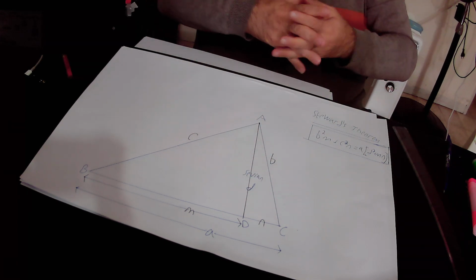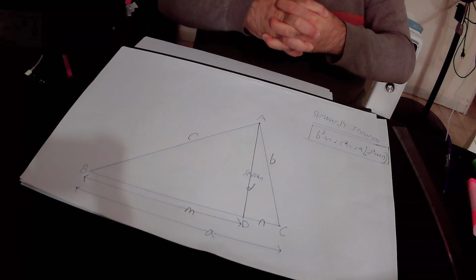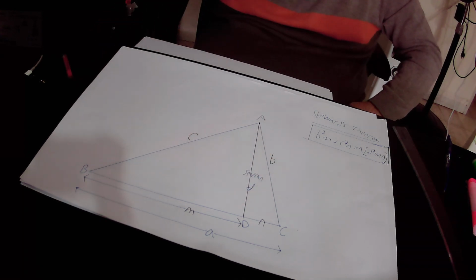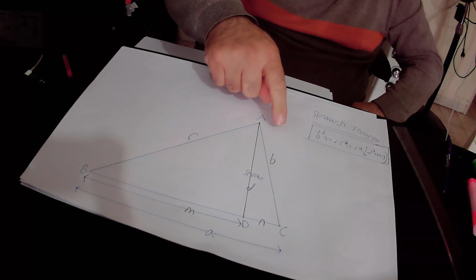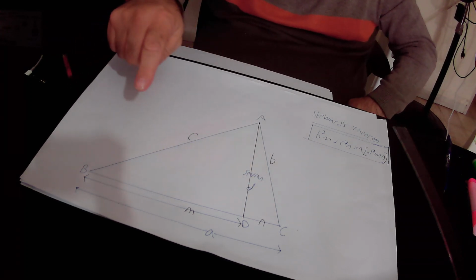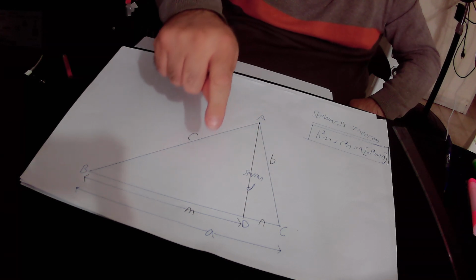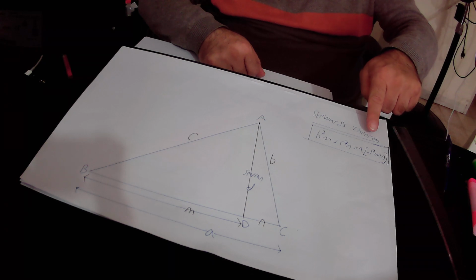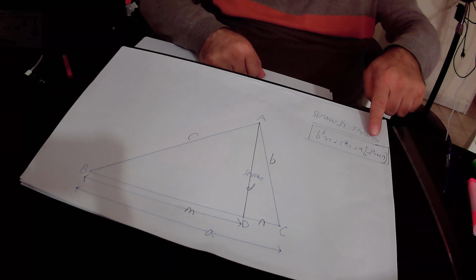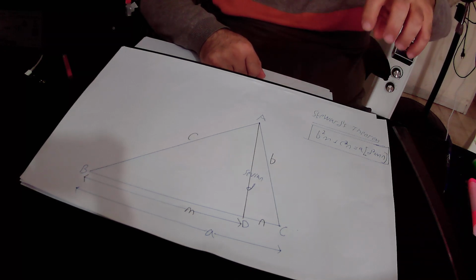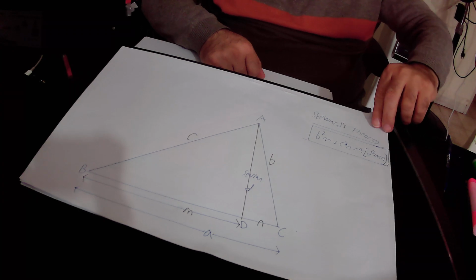I repeat again, Stewart's theorem yields a relation between the lengths of the sides in the triangle to the length of its cevian. And according to Stewart's theorem, b squared times m plus c squared times n equals a, we open brackets, inside the brackets we have d squared plus m times n. We prove that this equation is true in two different methods.